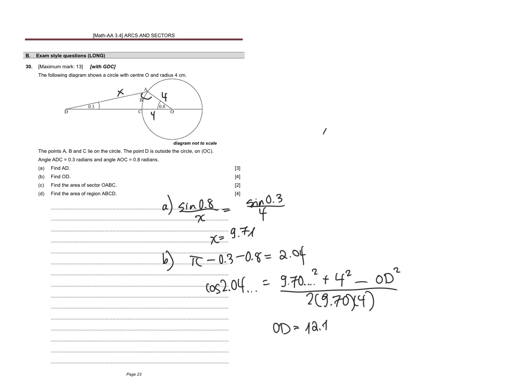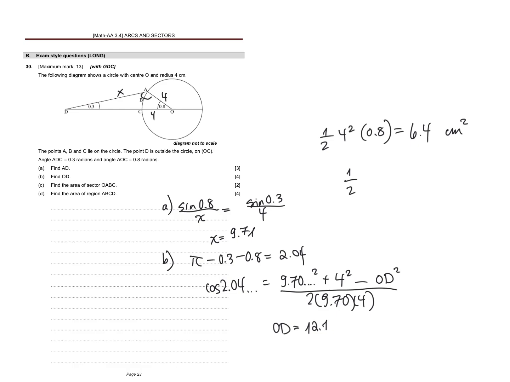So we're going to have 1/2 r squared times 0.8. Okay, so we have 6.4 centimeters squared, and the area of the region A, B, C, D. So we have to do the area of the triangle.